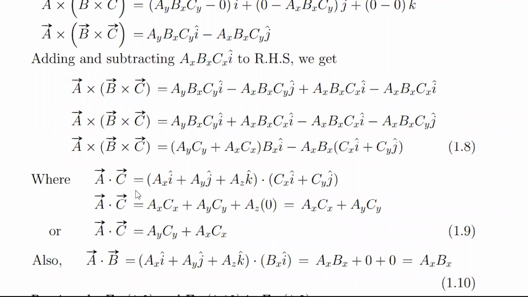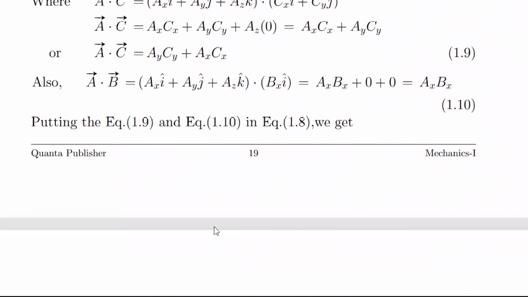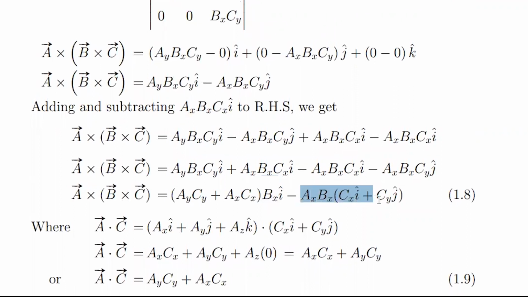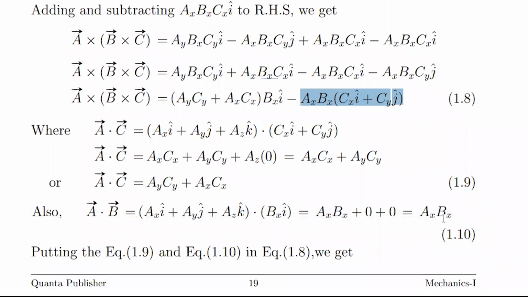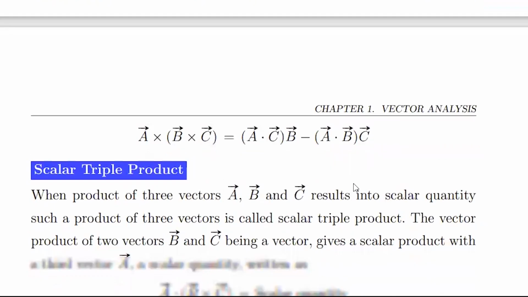Now A dot C is equal to AxCx plus AyCy plus 0. This is equal to A dot C, and this is equal to the vector B. So this will equal A dot C into B, and here this is equal to AxBx, which we have mentioned is equal to A dot B, and this is simply vector C. So A cross B cross C is equal to A dot C into B minus A dot B into C.